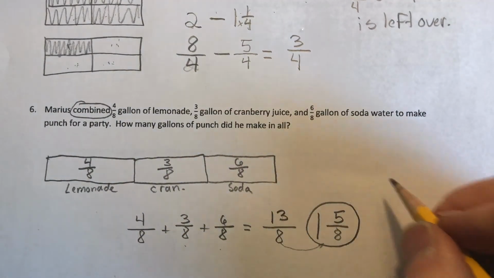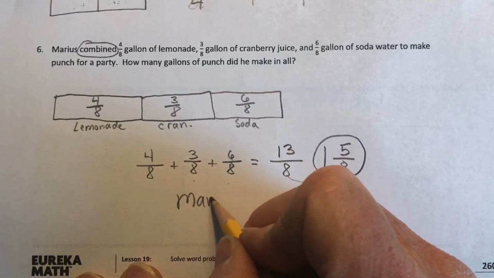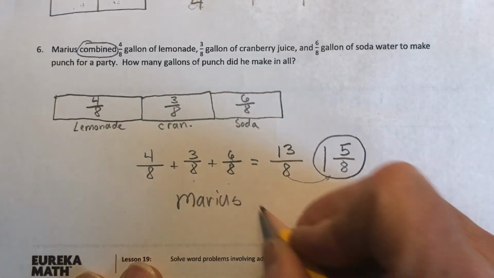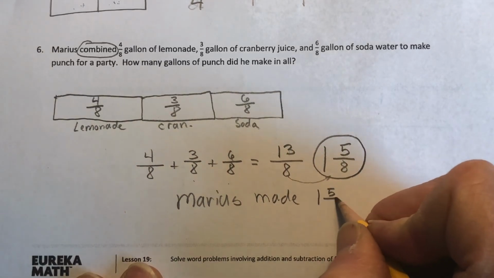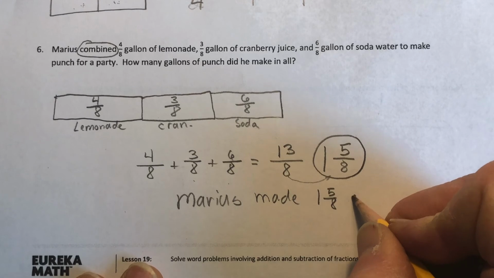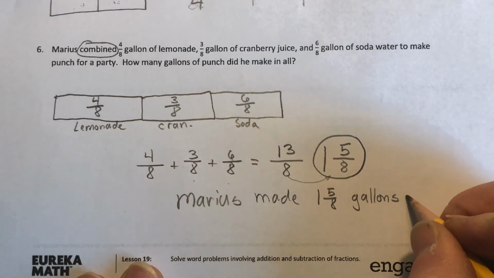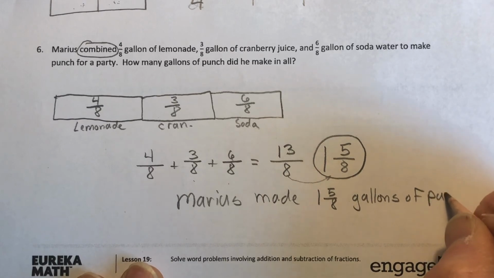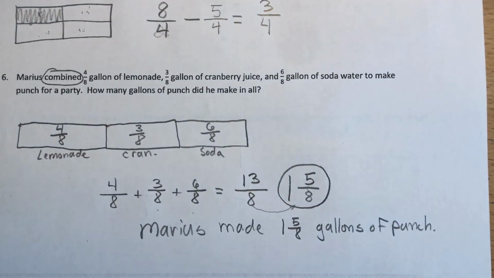So Marius, let me write it down here. Made 1 5/8 gallons of punch. Period. Okay, I hope that you had fun with that today.